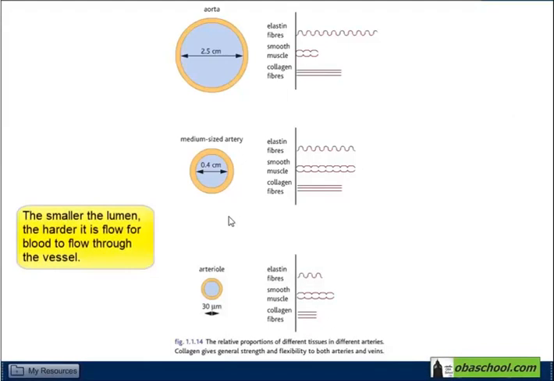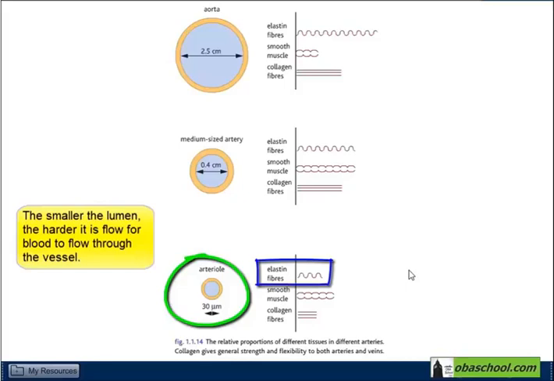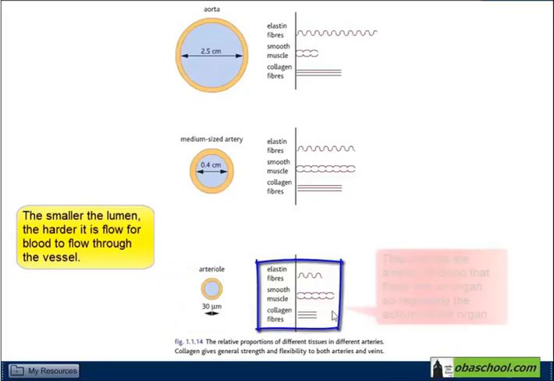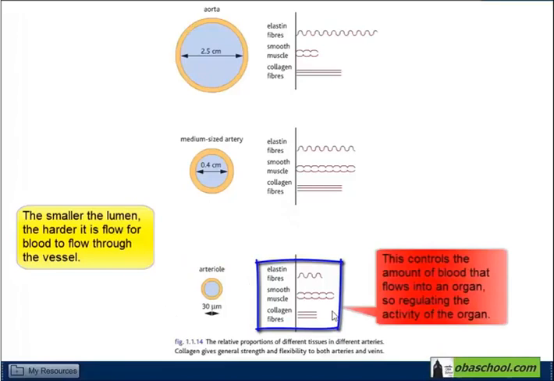And now we have the arterioles with the smallest lumen, the smallest diameter, which makes it hard for blood to flow through the vessel, so it's going to flow slower. We have a lot less elastin fibers. In fact, the least amount of elastin fibers is in arterioles. We have less smooth muscle than in the medium-sized artery. However, we still have more smooth muscle than in the aorta, and we have less collagen fibers.